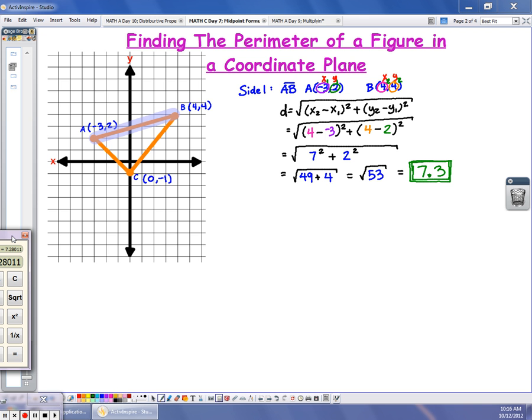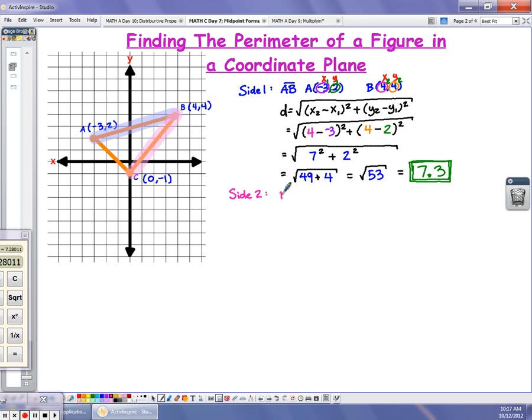Now I need to take a look at side 2. Side 2 could be any of the other two sides, and I'm just going to highlight another side, and I'm going to focus on side B to C. You could also call it C to B. It actually doesn't really matter which side you call it, because the distance from B to C is going to be the same distance from C to B. So let's try this side, side 2.